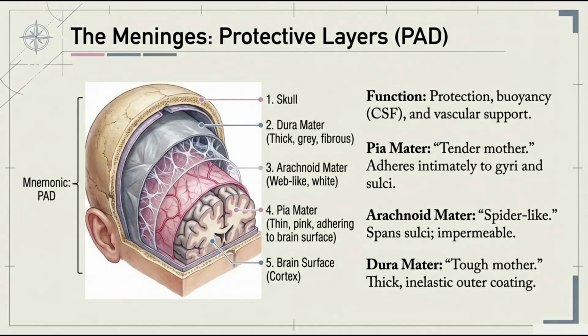Next layer out is the arachnoid. The arachnoid mater. The spider-like mother. It's named for the cobweb-like filaments, the trabeculae, that connect it down to the pia. But here is the key anatomical difference you have to know. The arachnoid does not dive into the sulci. It bridges over them, from the top of one gyrus to the next.